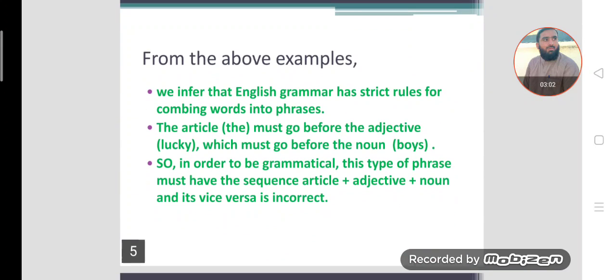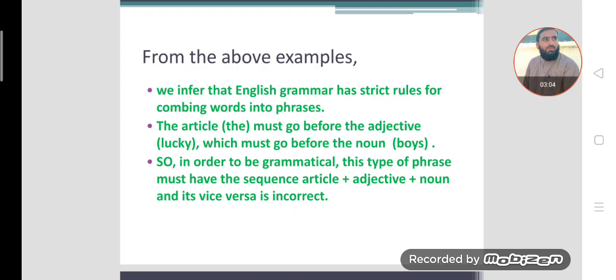So, from the above examples, we infer that English grammar has strict rules for combining words into phrases. Yes, not "the boy lucky", but "the lucky boy". The article "the" must go before the adjective "lucky", which must go before the noun "boys". So, in order to be grammatical, this type of phrase must have the sequence article plus adjective plus noun, and its vice versa is incorrect.